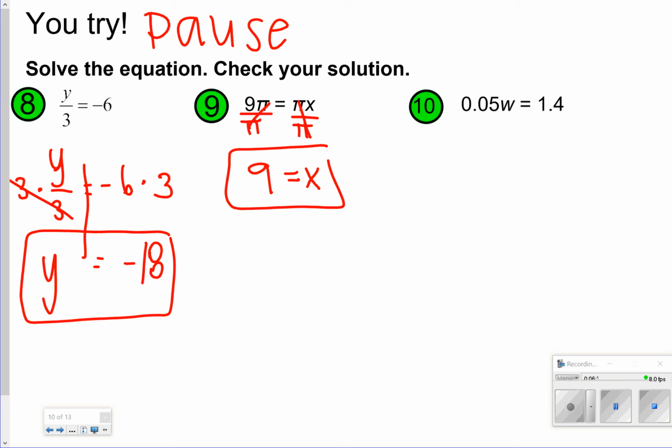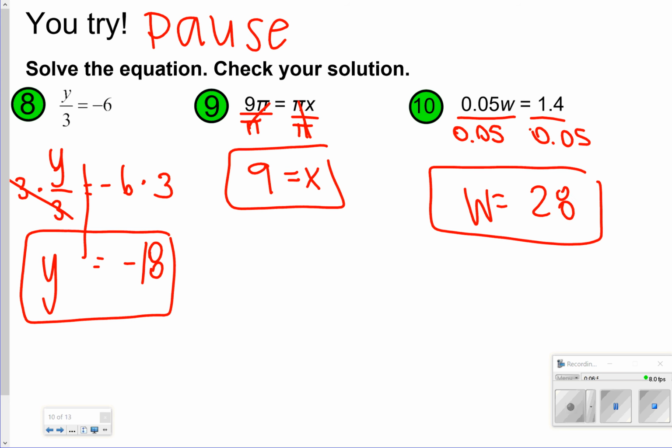And then the last one, number 10, I see a multiplication, so I'm going to use division to solve that. I'm going to divide both sides by 0.05. And again, that's the same thing as doing 140 divided by 5, so w is equal to 28. Okay, you probably showed a little bit of work for number 10, and that's fine.